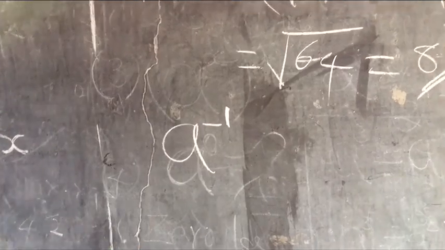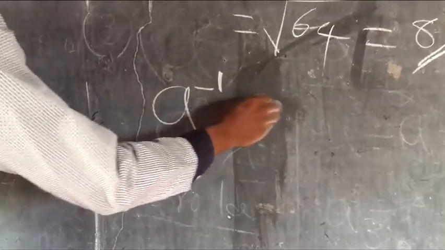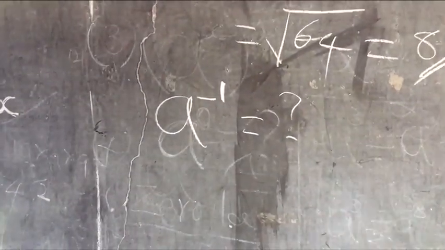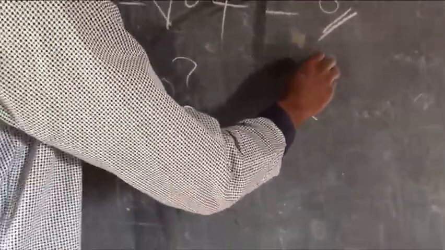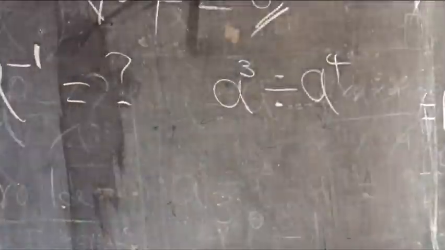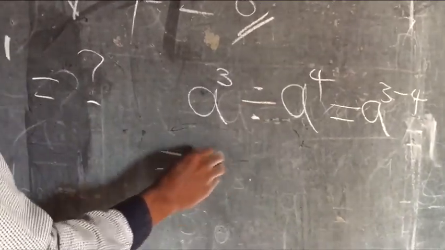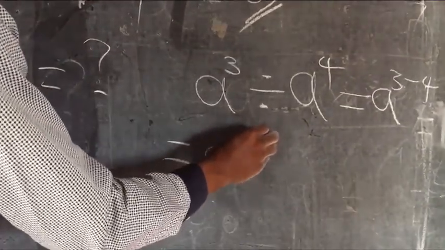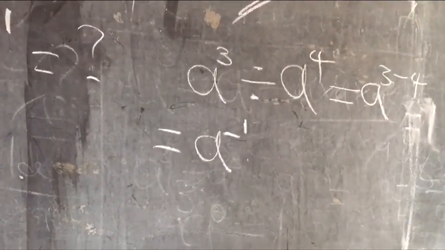But imagine we want to raise a to -1. What do you mean? What does this answer mean? We don't know. So we try algebra. Algebra says, in our second law, if I take a raised to power 3 and divide by another a raised to power 4, I take a raised to power 3 minus 4. What will happen? You will give me a raised to power -1. We don't have negative indices here, so how do we interpret this one?